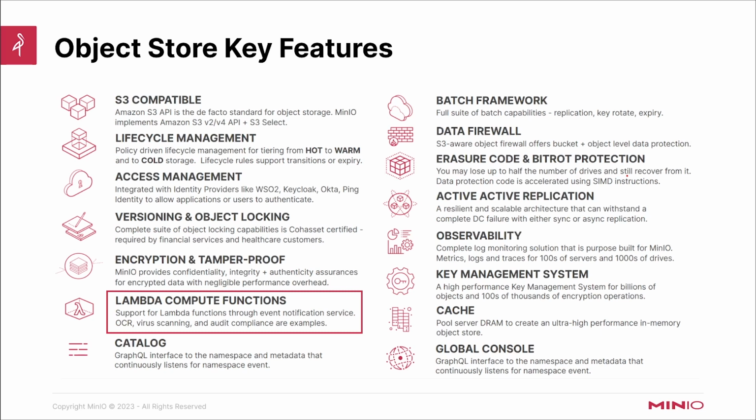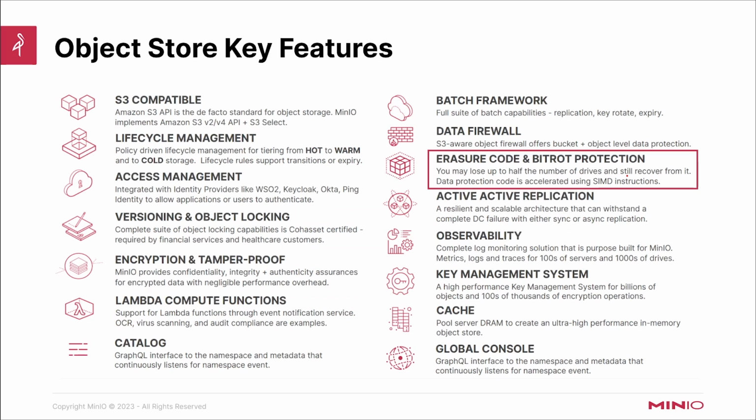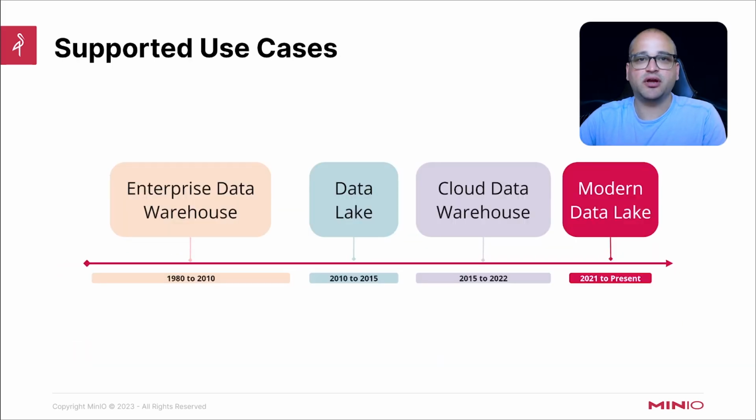The last item I want to call out here is erasure code and bit rot protection. At MinIO, we use a number of scalable algorithms to make sure that you never need to worry about data loss or corruption, even as you scale your data lake to petabytes of data and millions of objects. If we look at this diagram here, we'll see how the landscape has evolved, from enterprise data warehouses in the 1980s all the way up to the modern data lake in the mid-2020s. Because MinIO is so interoperable, it means that regardless of whether you want to build a traditional on-prem data warehouse or a modern open-source data lake, MinIO should have no problem fitting right into your architecture.